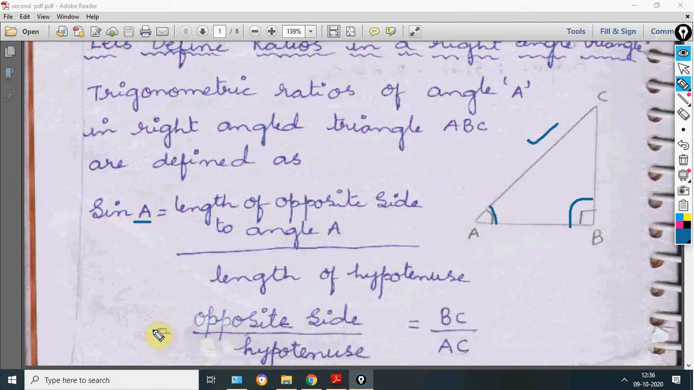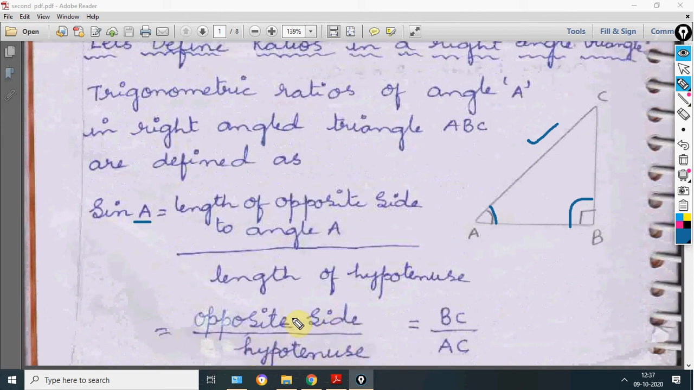So in short we can write sin A equal to opposite side by hypotenuse. In simple terms, we should remember these formulas. What is sin A? Opposite side by hypotenuse. You should remember that. First trigonometric ratio is sin A. What is the sin A formula? Sin A equals opposite side by hypotenuse.